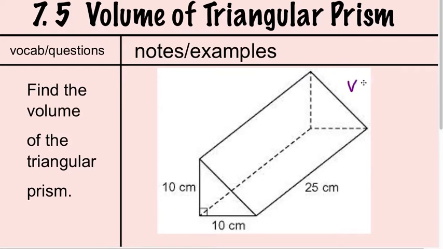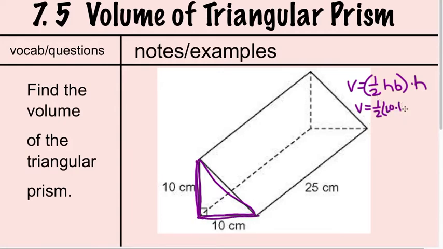All right, volume equals 1/2 height base, that's for the triangle, times the height of the entire figure. Volume equals 1/2 the height, again, just the triangle. The height of the triangle is 10. The base of the triangle is 10. And you might be saying, Miss Bednar, you keep switching these around. Remember the commutative property. When I multiply, it doesn't matter the order. So however you remember it. Times the height of 25.